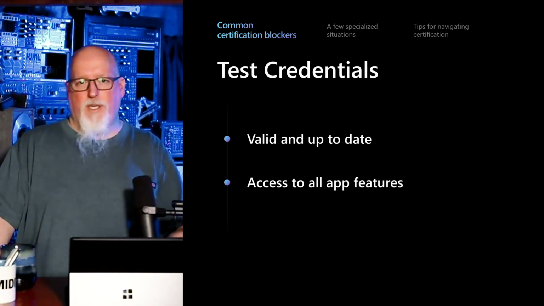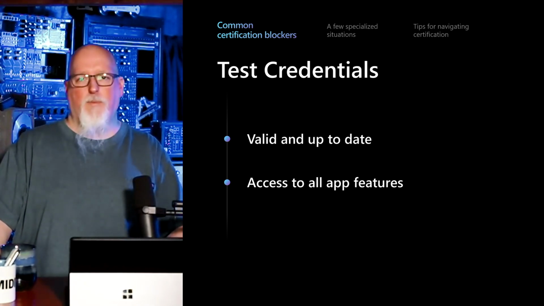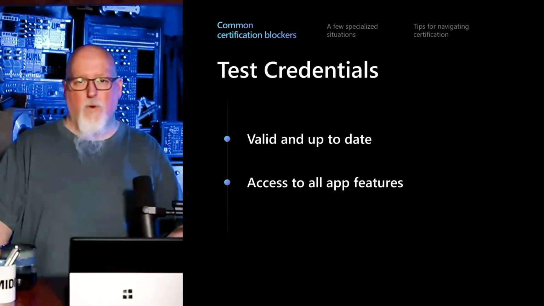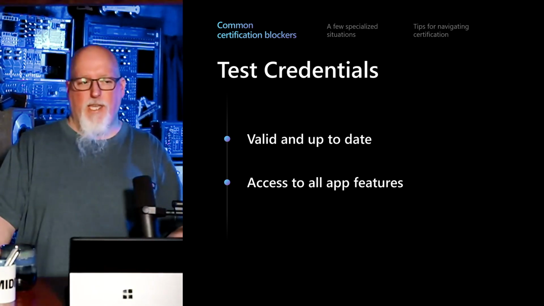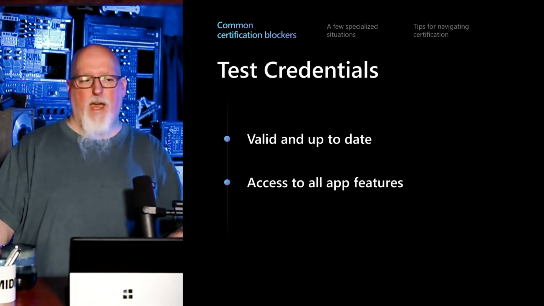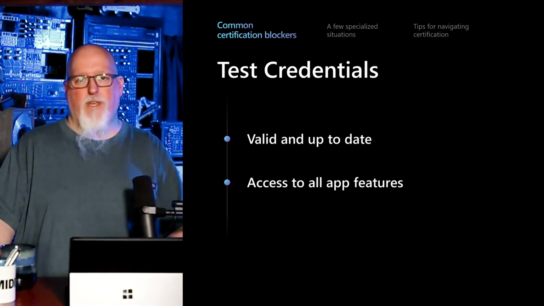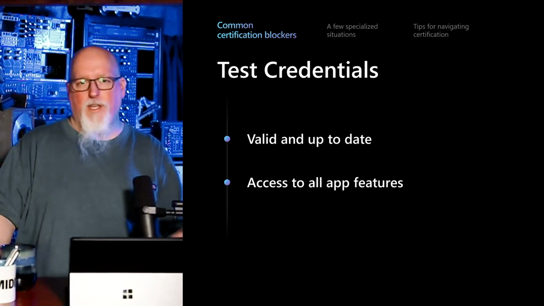Another important piece is related to test credentials. Some applications require login information, usernames and passwords and whatnot, for access to functionality in the application. So when you submit your application to the store, we need to have valid and up-to-date test credentials that give us access to all of the app features that you are describing in your product listing. And that's a key point there, to make sure that we have access to everything that you list as a feature in your application, so nothing seems broken or inaccessible to the test team.